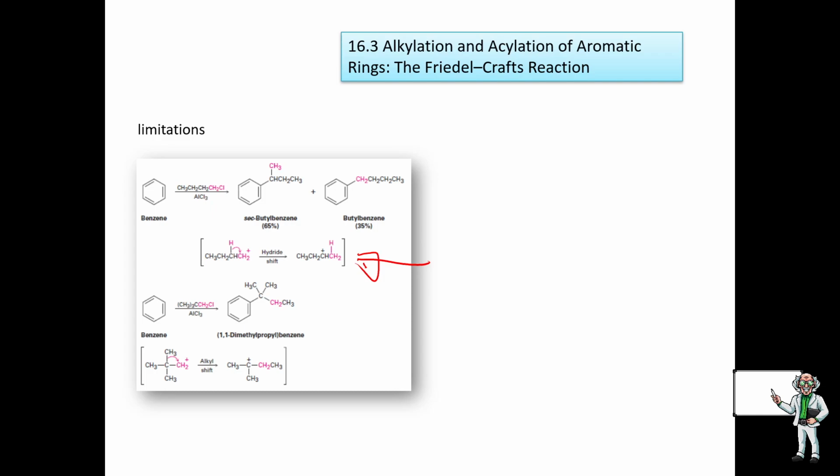The other limitation is that the final product is more reactive than the starting material. Here is the starting material, here is the final product, and this final product is more reactive because the alkyl group that we add acts as a donor. Remember that it stabilizes carbocations by hyperconjugation, and that makes the final compound more reactive than the starting material. That means we can do polyalkylations very easily, and this is a side reaction that we don't want.